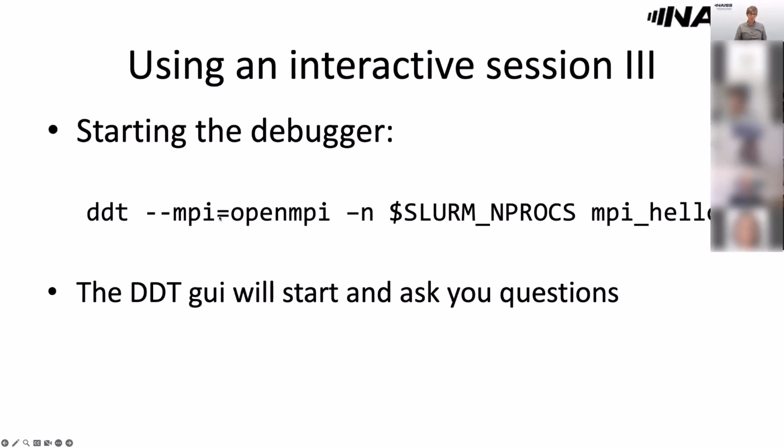On Tetralead, the recommendation is to specify which MPI library you're using. I have tested things with OpenMPI, so I specify to DDT, please use OpenMPI as the MPI library. DDT supports a number of MPI libraries. It supports the Intel libraries, it supports MPICH, but for my own work, I typically use OpenMPI. Then you give the number of cores. You can get that from the environment variable SLURM_NPROCS, and then you put your executable. The DDT GUI will start and ask you a couple of questions, which we will discuss later.